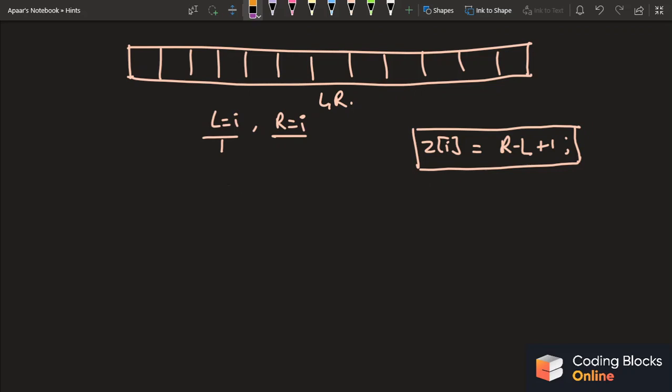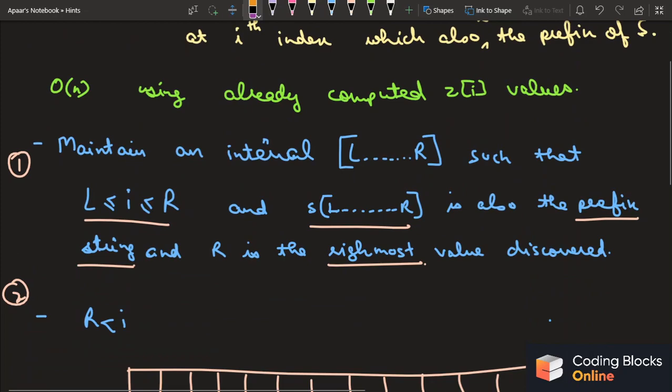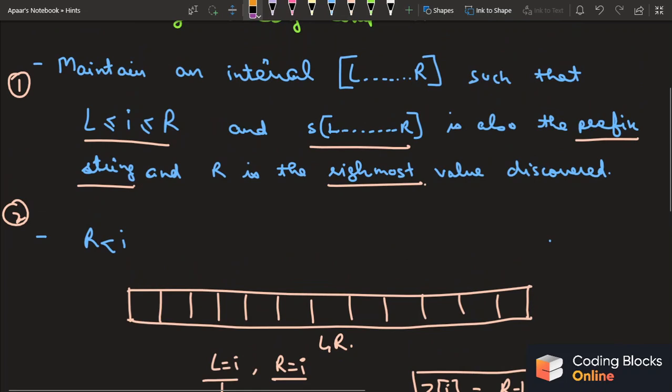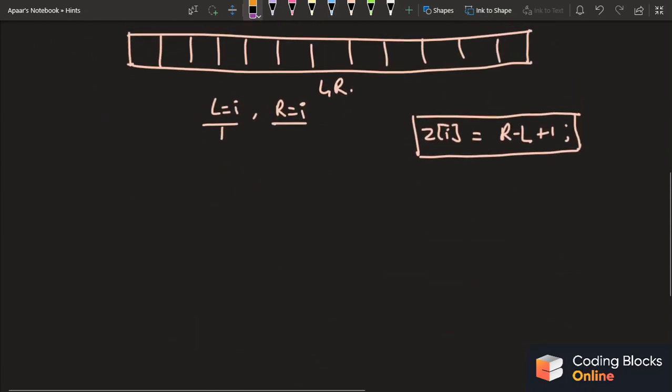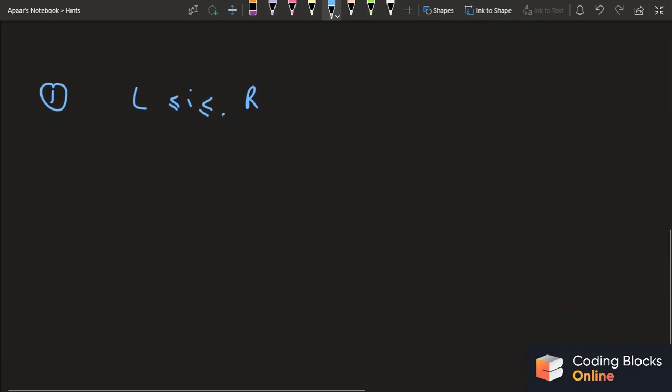Now let's talk about the first case, and this is a slightly trickier case, but it's not that tough. So if my I lies inside, such that L and R overlaps I, this case, right? So what does this mean, guys? Let me just make a pictorial representation.